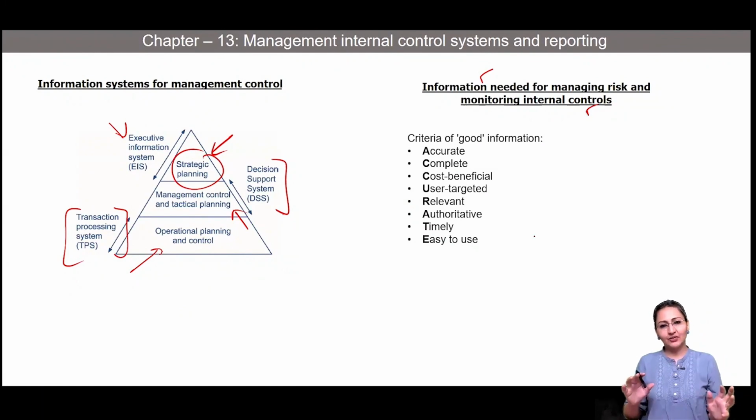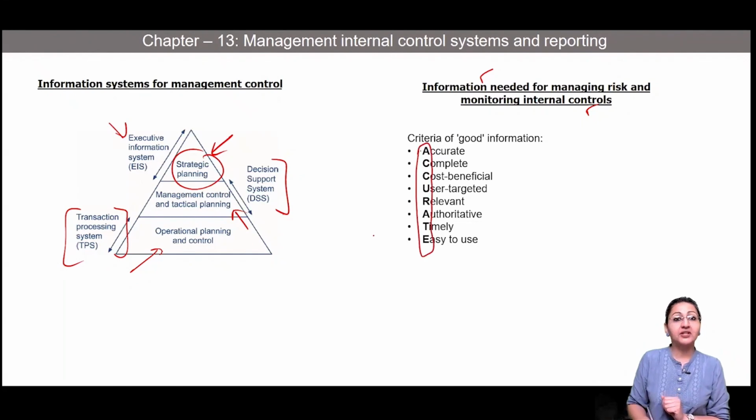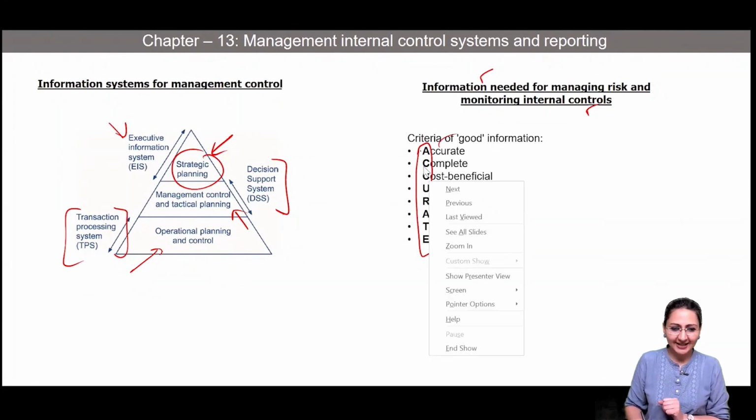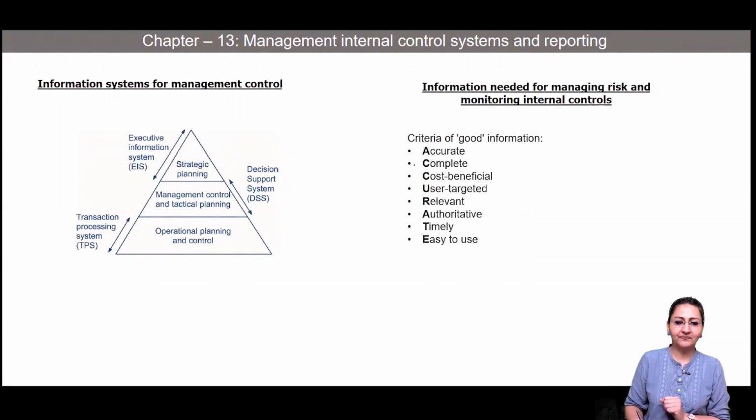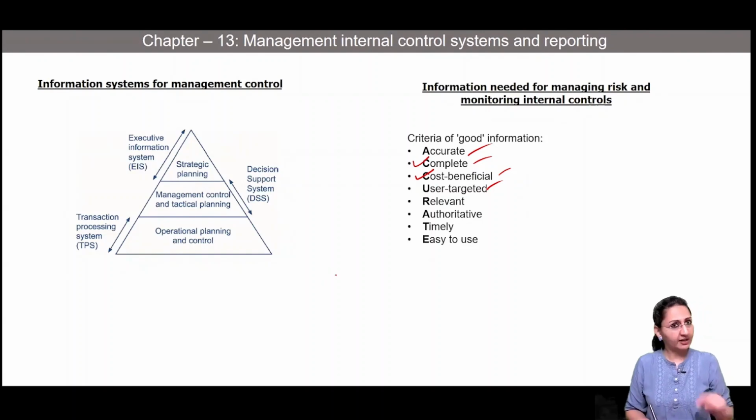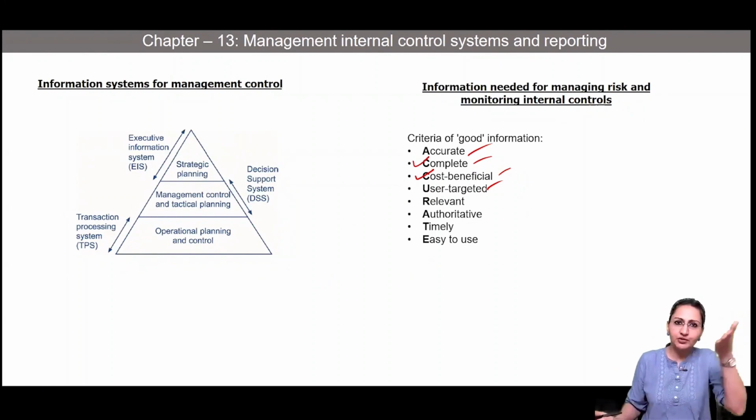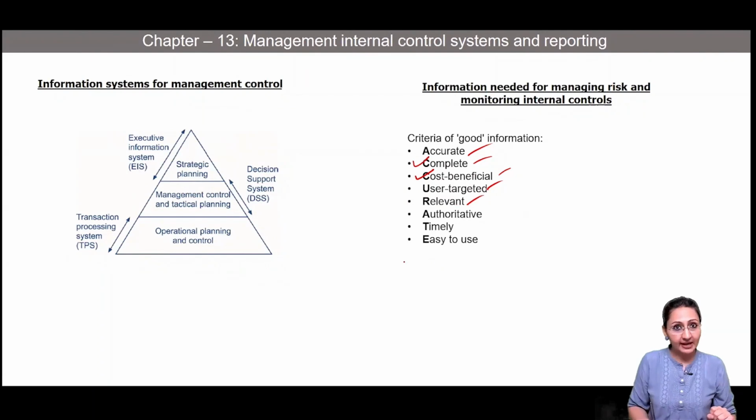What is the criteria based on which we say that the information is good, or features of good information? Accurate. First, A stands for accurate. Second, C stands for complete. Then cost beneficial. That means the information should be cost beneficial. Information should be complete. Information should be accurate. Information should be user targeted. That means the information should not be a flood which is of no use for the person who wants to use this information. It should be relevant.